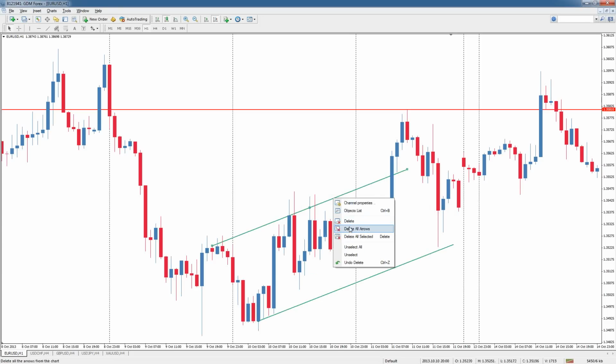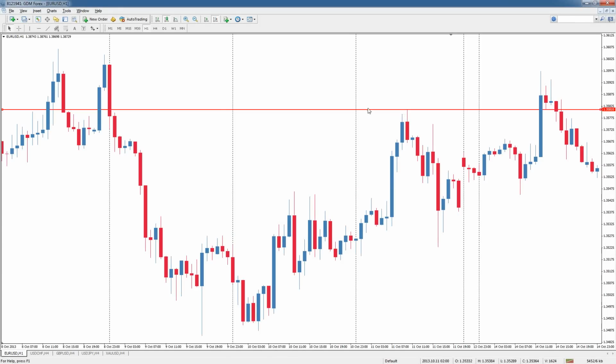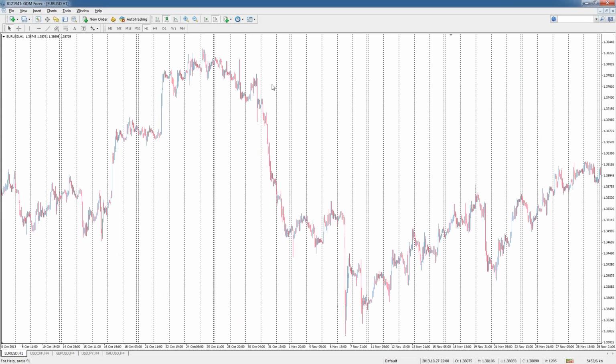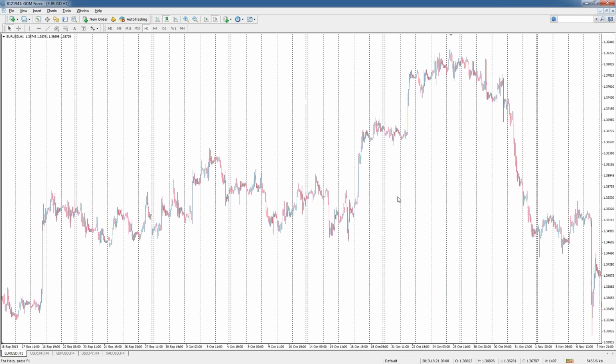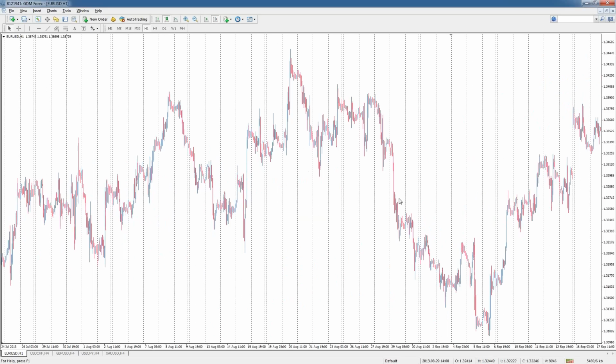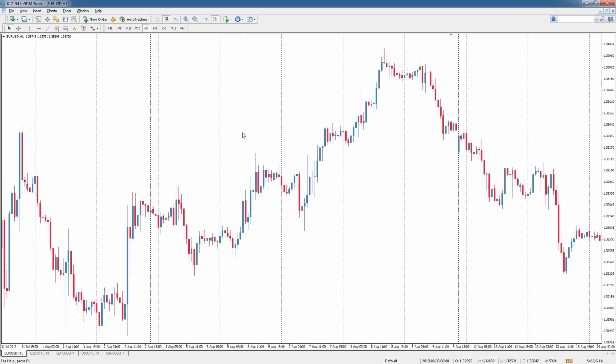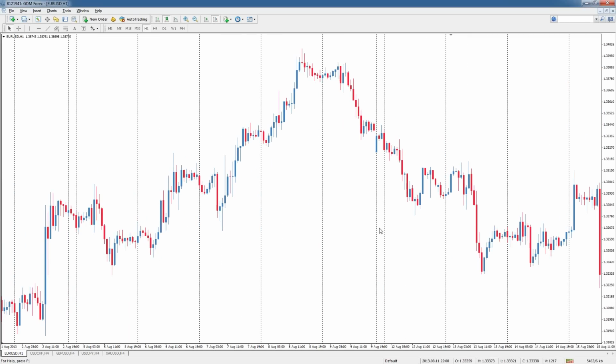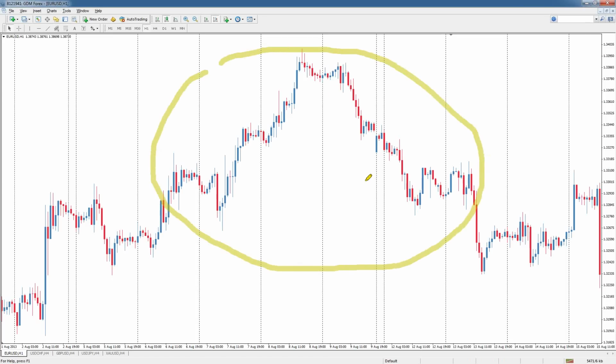Let's see if we can find something which is a bit more clearly defined in terms of visibility on the chart. There we go, perfect. It's quite a big formation. It's in the middle of our screen. There it is.